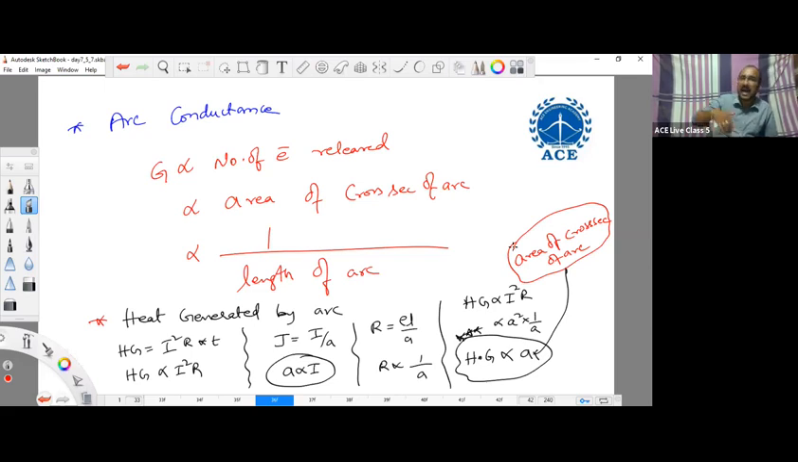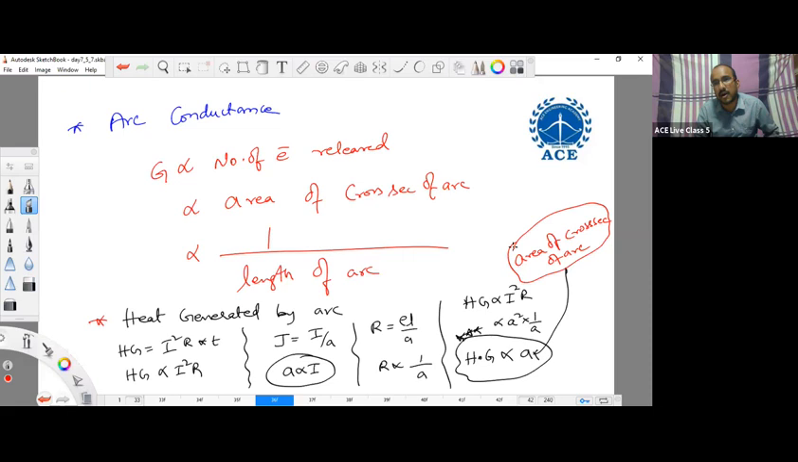So here the arc is finally existing due to the heat that has been generated, that is the temperature effect or thermal ionization. We should design the circuit breaker such that heat dissipation should be more, or the heat generation should be less.